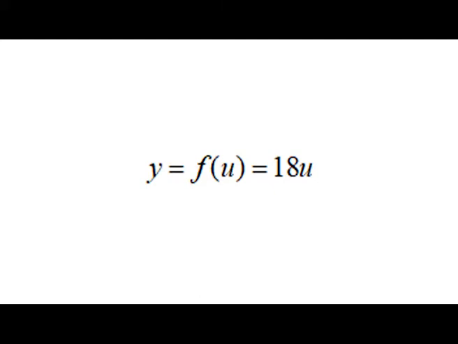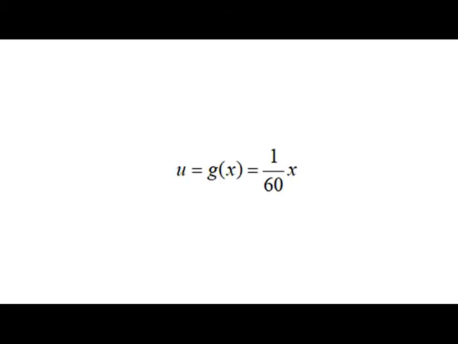equal to 18u. The number u of liters of petrol initially in the petrol tank is a function of the amount of money you spend for the petrol. If 1 liter of petrol costs rupees 60, then each rupee you spend will give you 1/60 of a liter of petrol. So, if x is the number of rupees you spend on petrol, the number u of liters of petrol initially in the petrol tank is u equal to g(x) equal to 1/60 of x.